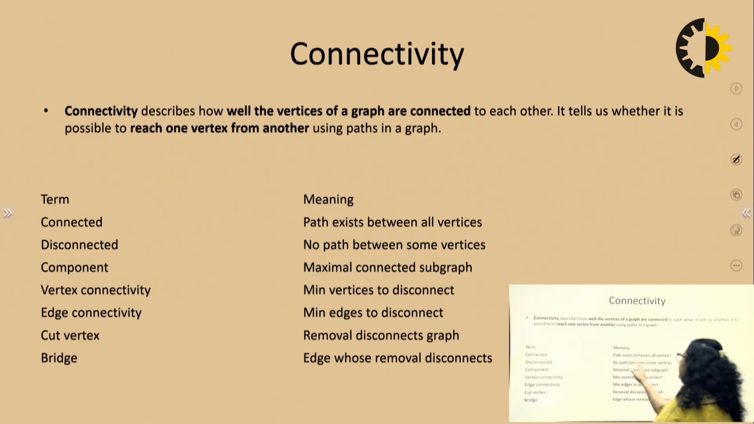Disconnected means no path exists between some vertices. Component, maximal connected subgraph. Vertex connectivity, minimum vertices to disconnect. Edge connectivity, minimum edges to disconnect. Cut vertex means that if we remove a vertex and that makes the graph disconnected, then that vertex is called a cut vertex. But if we go for a bridge, if we remove an edge and that removal disconnects the graph, then that is called a bridge.